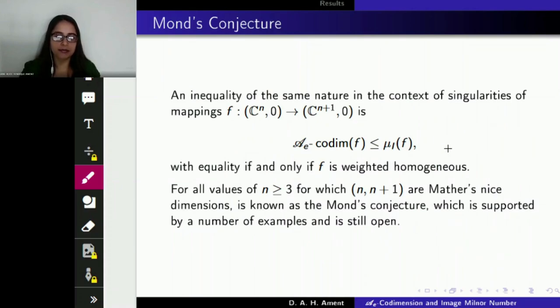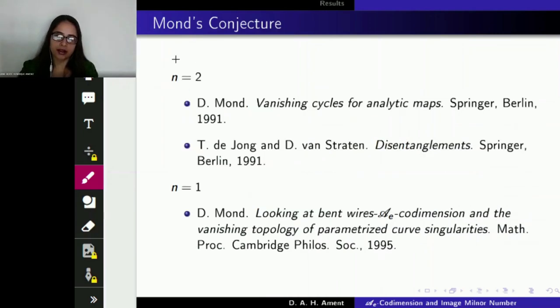An inequality of the same nature, in the context of singularities of mappings F from C^n to C^(n+1), is that the A_e-codimension of F is less than or equal to the image Milnor number, with equality if and only if F is weighted homogeneous, for all values of n for which n and n+1 are Mather's nice dimensions. This is known as Mond's conjecture, which is supported by a number of examples and is still open. This inequality is true for n equal to 2 by Mond and by de Jong and van Straten, and is true for n equal to 1 by Mond.